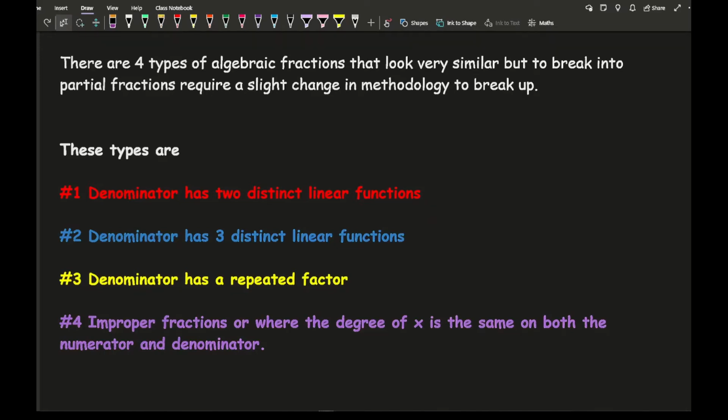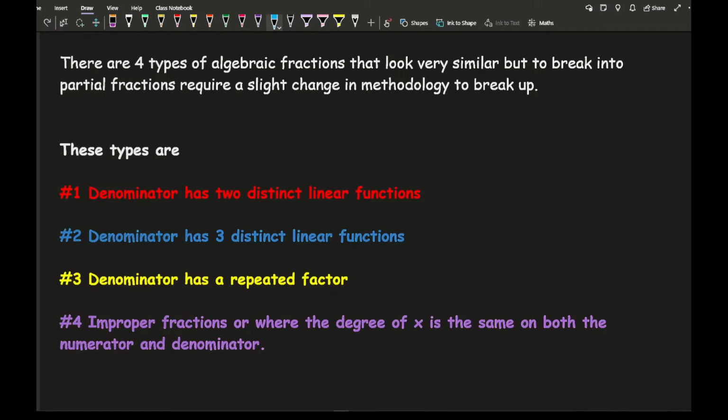Now these types are, so the first type is when you've got a denominator with 2 distinct linear functions. The second one is where you've got a denominator with 3 distinct linear functions. The third one is when you've got a denominator with a repeated factor. And the fourth one is an improper fraction, or where the degree of x is the same on both the numerator and the denominator. Now that may sound ridiculously confusing and very, very similar. So again, let me just explain what we're looking at.